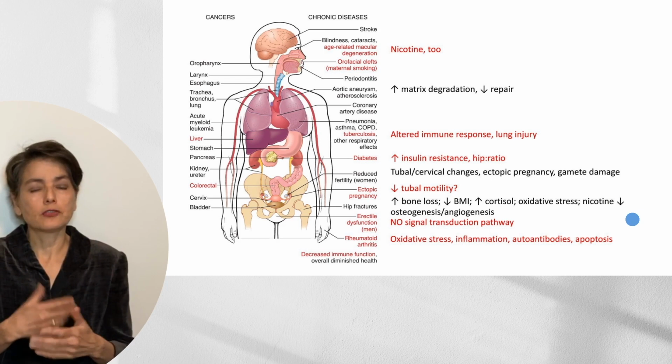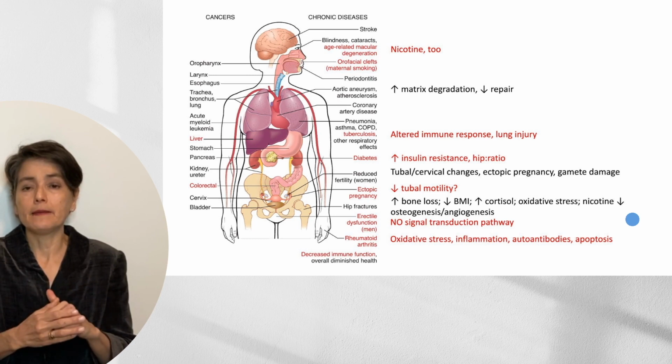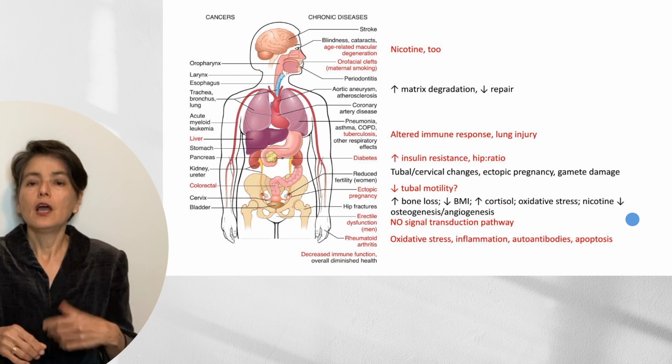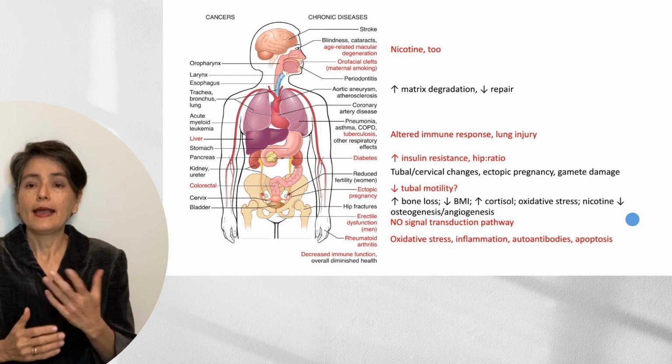One is due to decreased BMI because smoking is going to suppress appetite. Smoking also is going to increase cortisol, which is going to drive you towards osteoporosis. You'll also get increased bone resorption due to oxidative stress. And nicotine itself is going to decrease osteogenesis as well as angiogenesis.